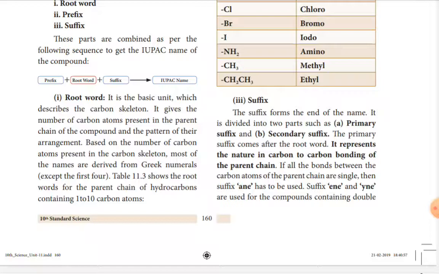There are two parts in the suffix: primary suffix and secondary suffix. Primary suffix normally denotes the bonding between the carbon atoms, whether the bond is single, double or triple. Single bond means the suffix will be ane, double bond means ene, triple bond means yne. The secondary suffix normally denotes the functional group of the organic compound.